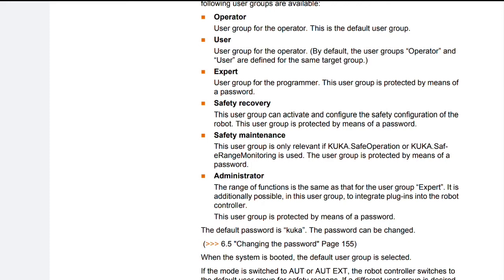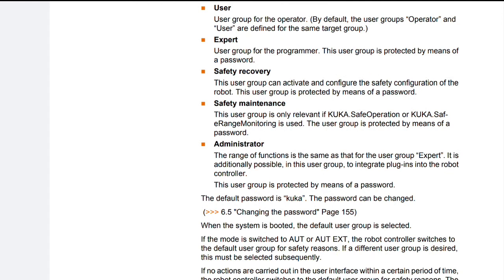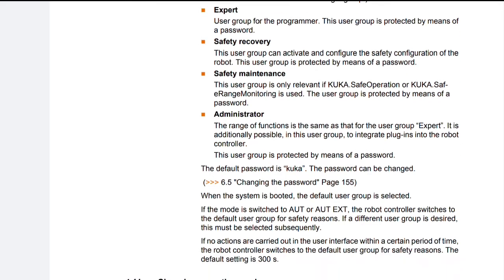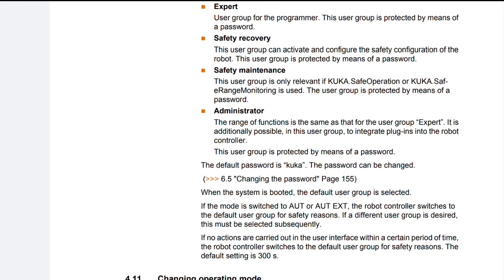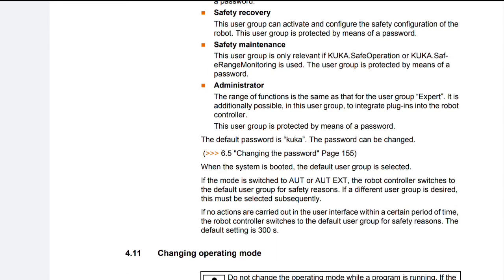Safety recovery. This user group can activate and configure the safety configuration of the robot. This user group is protected by means of a password. Safety maintenance. This user group is only relevant if KUKA SafeOperation or KUKA SafeRangeMonitoring is used. The user group is protected by means of a password. Administrator. The range of functions is the same as that for the user group expert. It is additionally possible in this user group to integrate plugins into the robot controller. This user group is protected by means of a password.